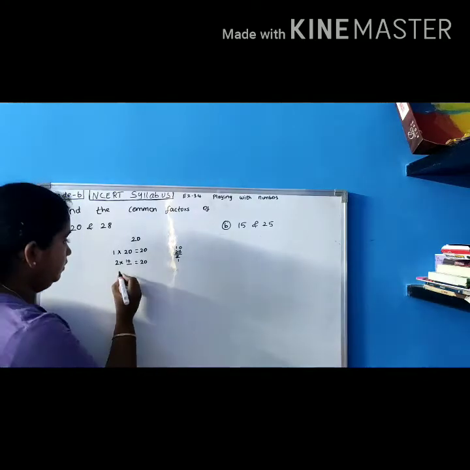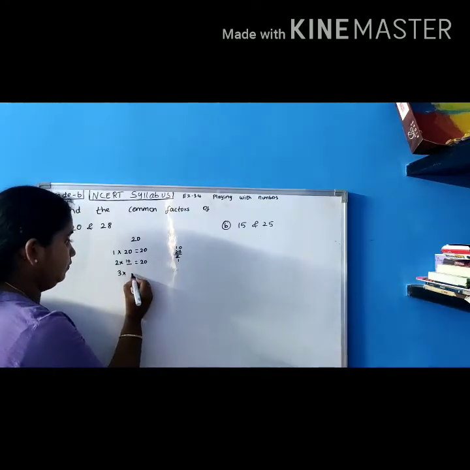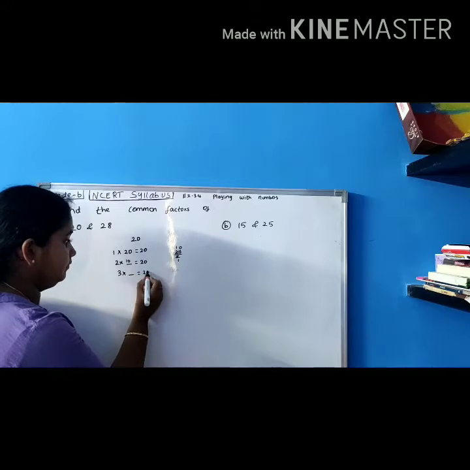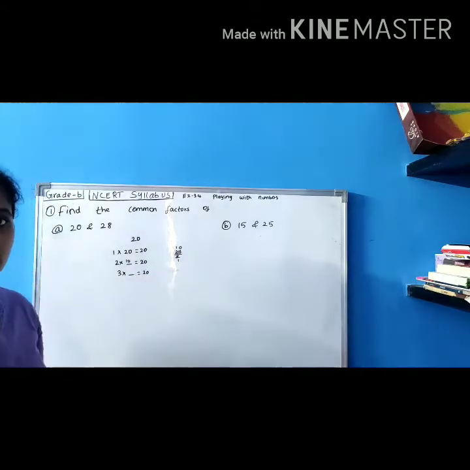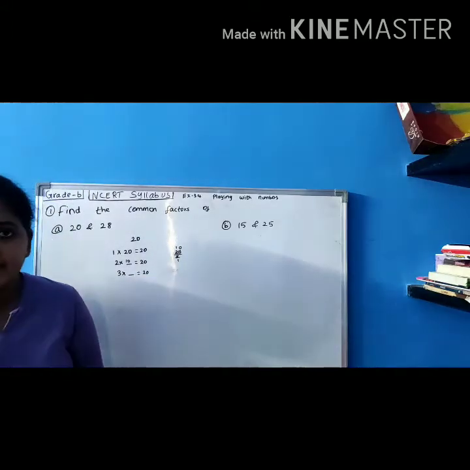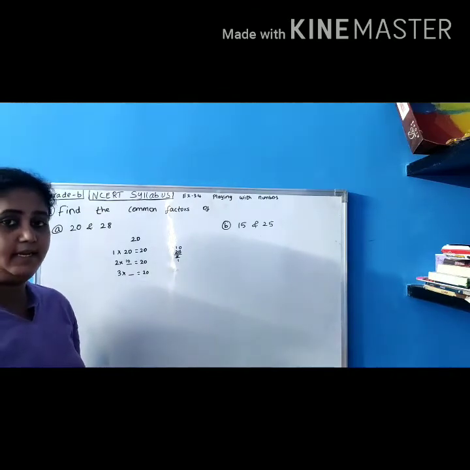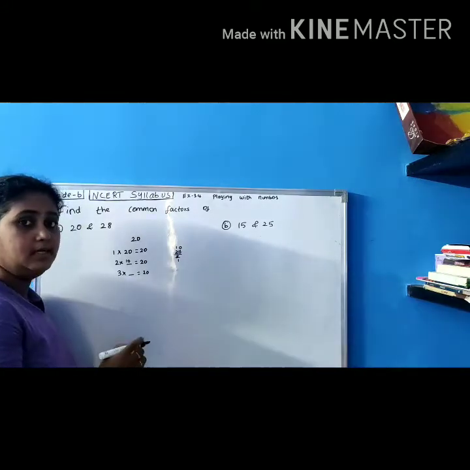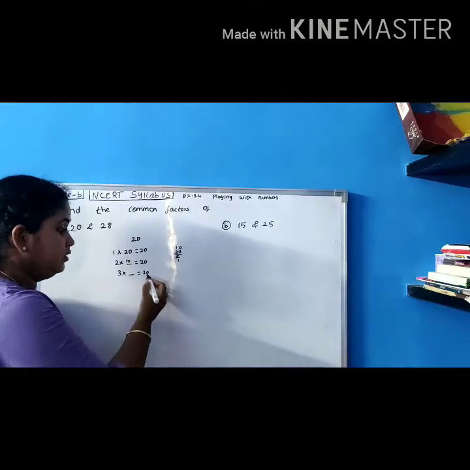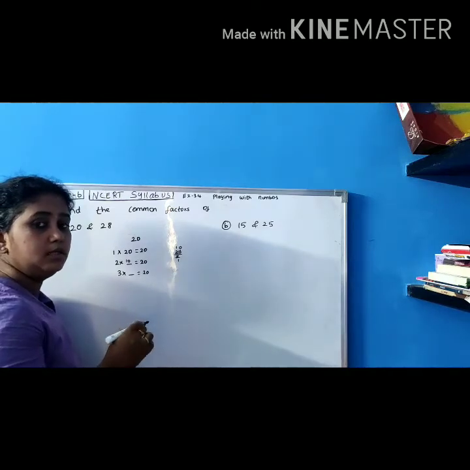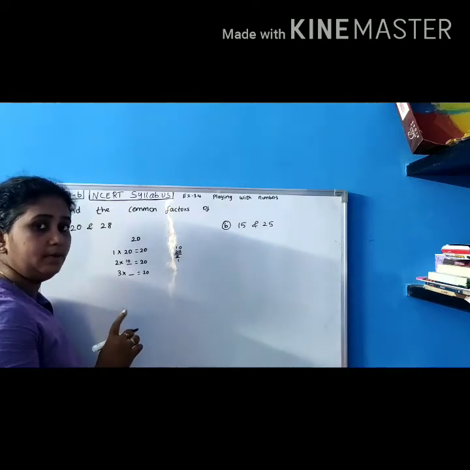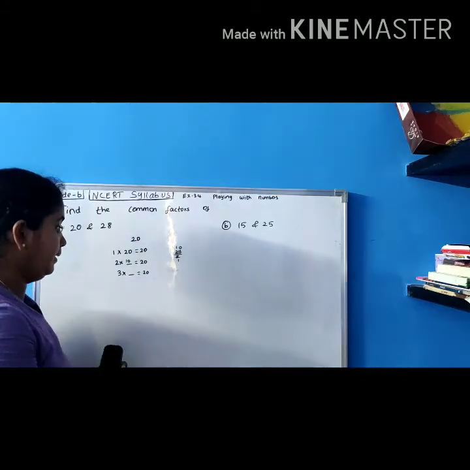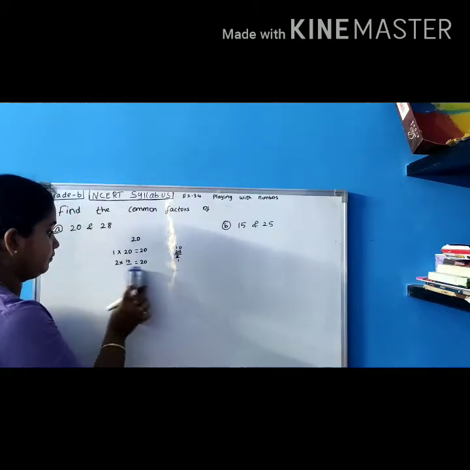Now 3 into what gives you 20? 3 will not go in 20. 6 3s are 18, 7 3s are 21. Otherwise, you can use the divisibility rule. 2 plus 0 is 2. The number should be a multiple of 3. 2 will not go in 3, so it is not divisible by 3. So 3 will not come.